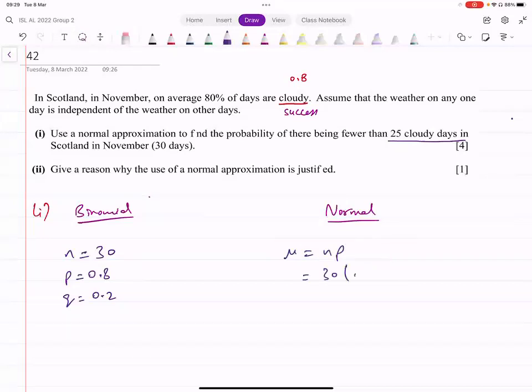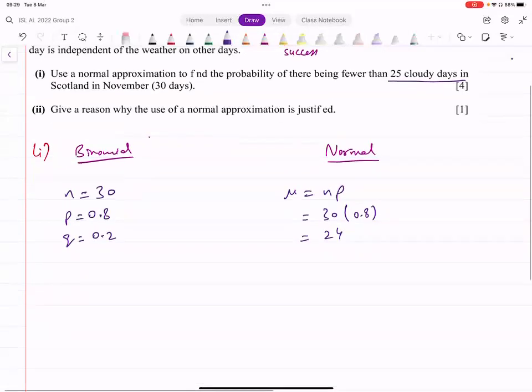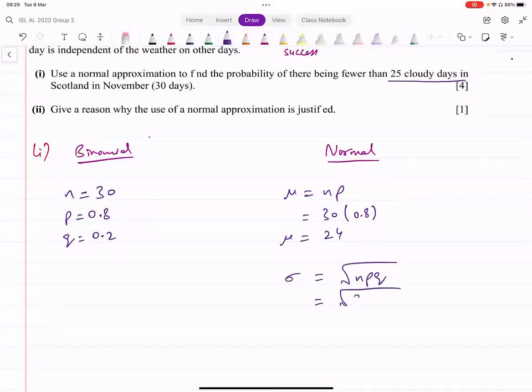30 into 0.8, that is 24, right? So the mu value is 24. And then you find the standard deviation. The standard deviation formula we have is the square root of npq: square root of 30 into 0.8 into 0.2. What do we get from this? 24 into 0.2, that's square root of 4.8. Okay, so this is our standard deviation.